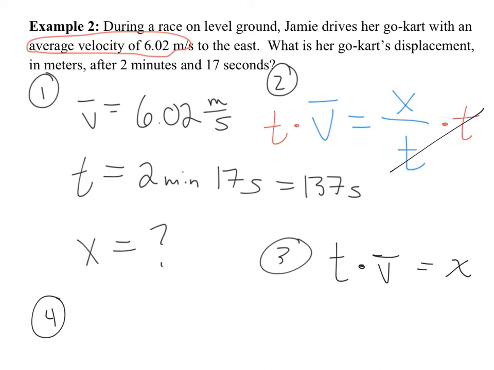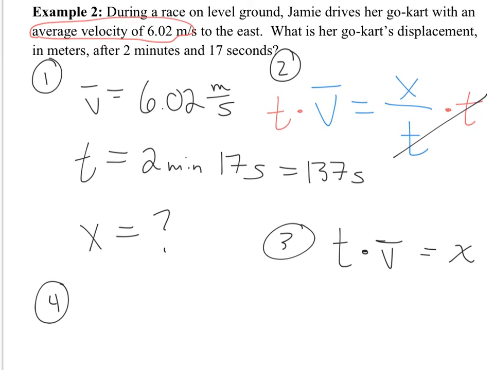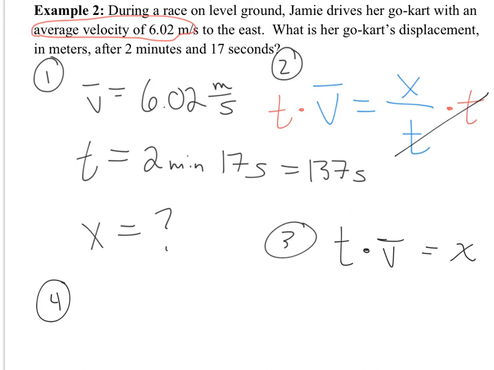And what was step 4? Once we have the generic solution, what should we do? The actual or specific solution. Either word's fine. So how do I do that? How do I get the actual solution now? Alejandro, what do you got? What would you just plug it in? Yeah, so tell me what I'm writing. Well, it's 137 seconds and then 6.02 meters per second.